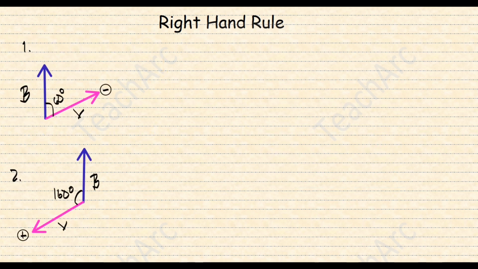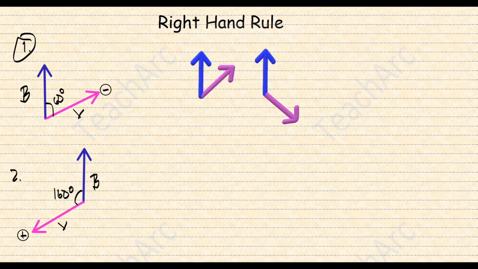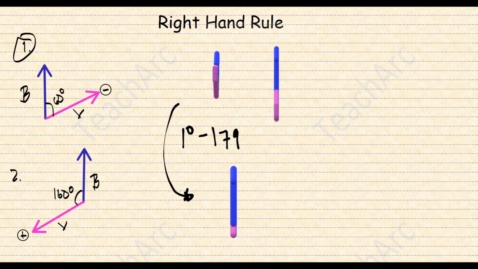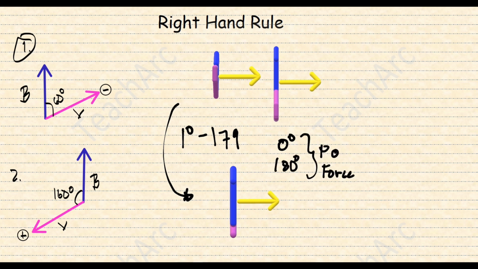Now, what if the angle between the magnetic field and the velocity is not 90 degrees? For an angle between 1 degree and 179 degrees, we will treat them as if they are 90 degrees. Therefore, they will have the same direction, but since they have different sine theta, they will have different magnitudes. As for 0 degrees and 180 degrees, there will be zero magnetic force.